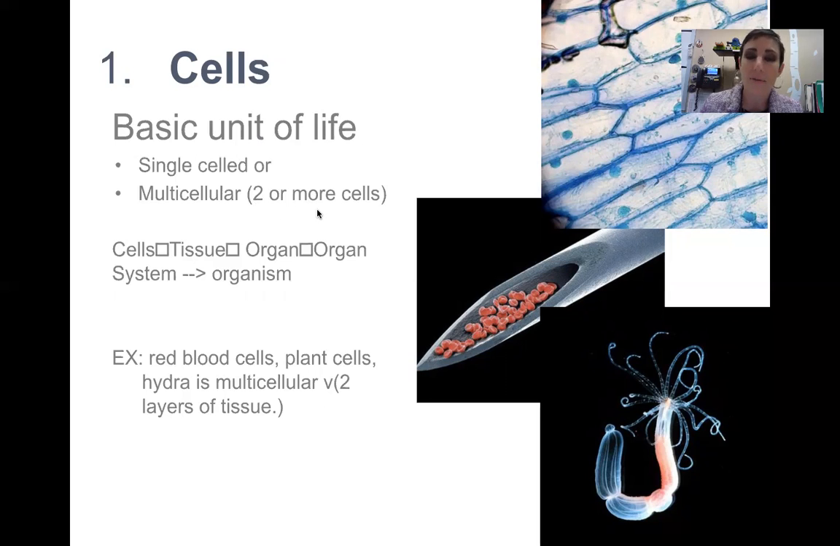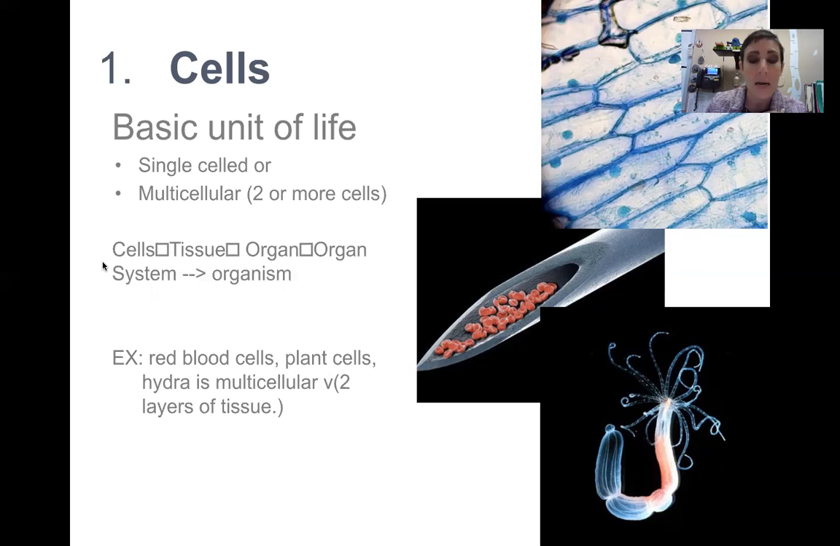Multicellular organisms have 2 or more cells to make them. For example, I am a multicellular organism, as are trees, as is grass, as are lions, and so on. Even this hydra is a multicellular organism, even though it's not as complex as a human being.